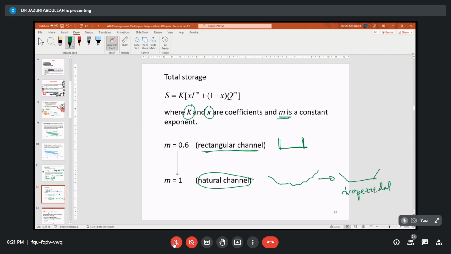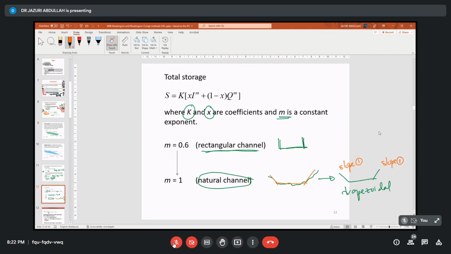Trapezoidal shape. Basically on the natural channel, you will see the shape is irregular, but when you simplify, you will get a shape that is almost similar to a trapezoid. Okay, so trapezoidal doesn't mean that you have slope 1 and slope 2 the same. Okay, so not the same. It can be the same or cannot be the same.